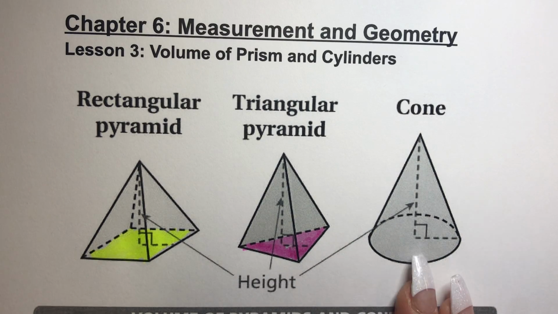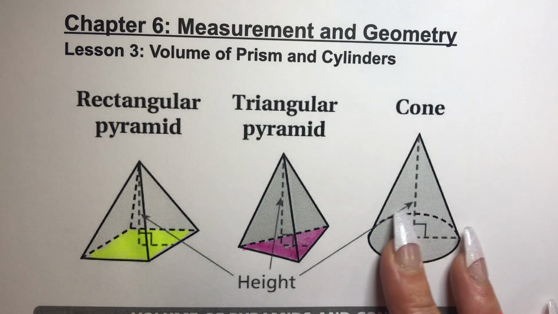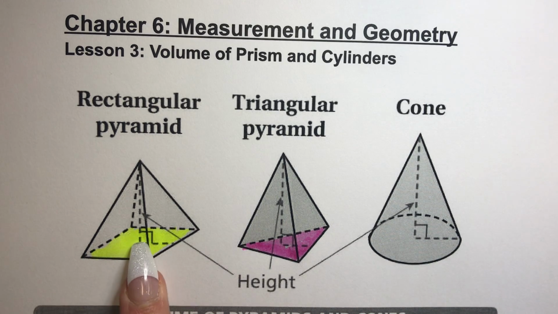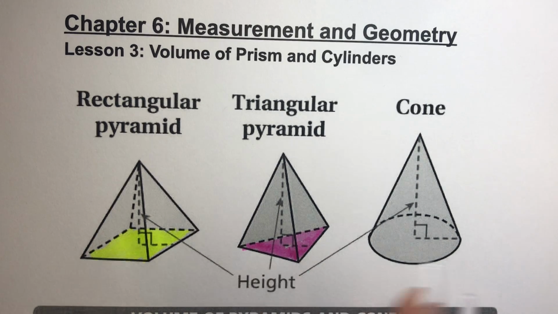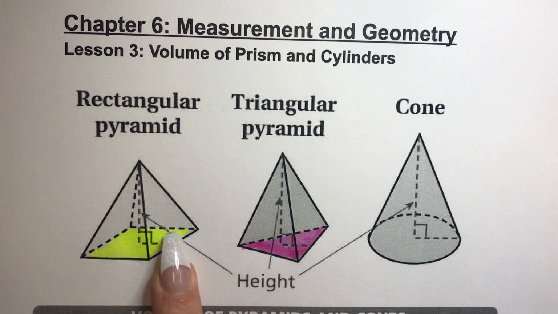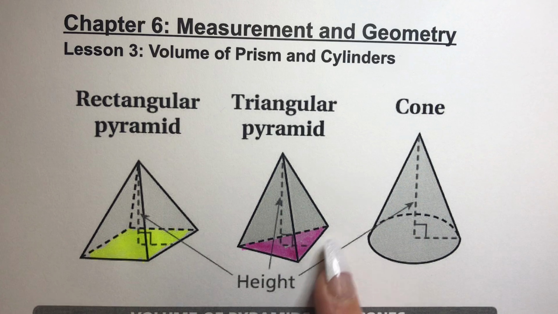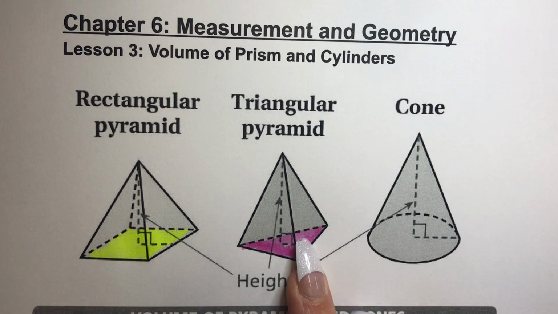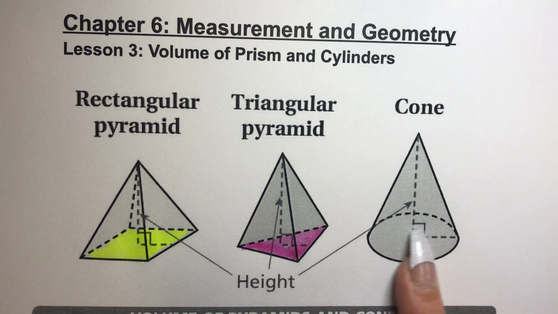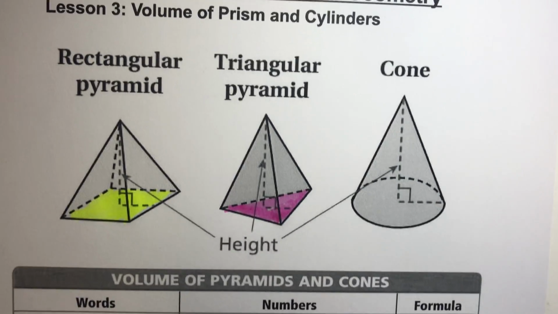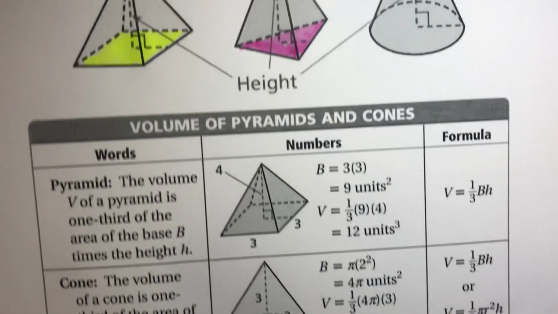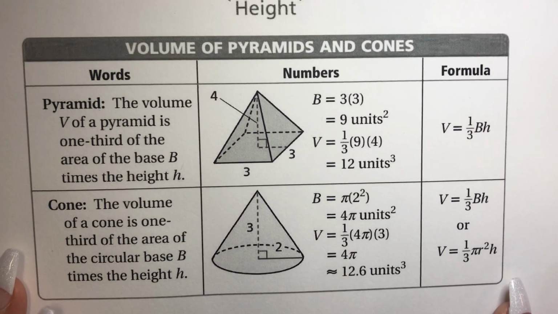Okay, and then lastly, a cone is where the shape is a circle. All right. And so that's one of the most important things, is knowing what the shape of the base is, right? So rectangular pyramid goes up to a point. Triangular pyramid, the base is a triangle, goes up to a point. And a cone is a circle as the base and goes up to a point. All right. So we are going to be determining the volumes of all three of these figures.